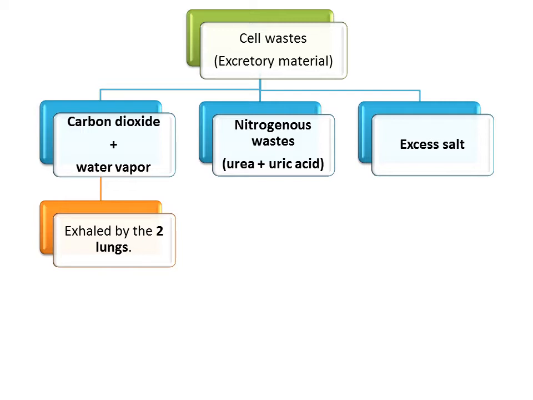Waste number 2, which are the nitrogenous wastes. What are the nitrogenous wastes? We said before that the food is made of carbohydrates, proteins, fats, sugar, and many other things. As you can see there are proteins. Those proteins, when I break them down or burn them inside the cell, give me urea and uric acid, which are called in general all together nitrogenous wastes.